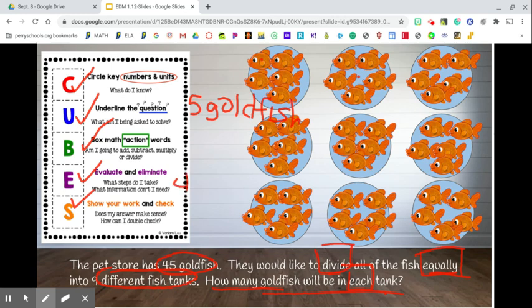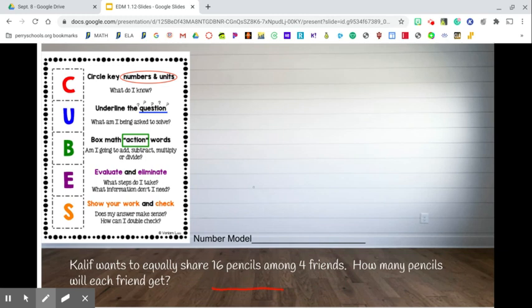So my number sentence for this would be 45. We always start with a bigger number when we're dividing. Divided by 9 equals 5. That is the number sentence or the number model for this problem. Let's try another one.